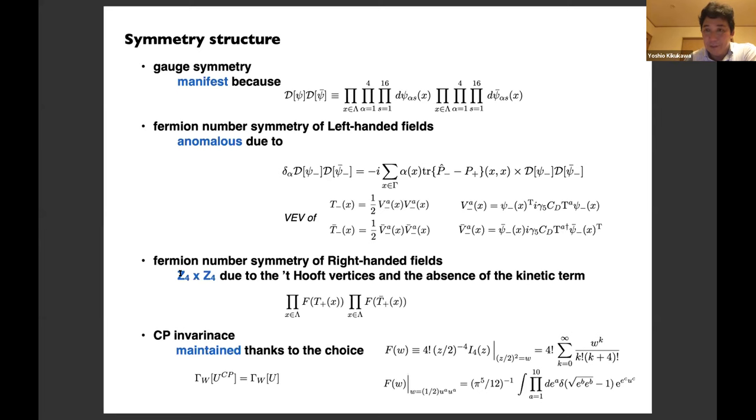Fermion number symmetry of the right-handed field and also right-handed antifield. Okay, so it should be related to the fermion parity Z2 symmetry. Is this part of Z4 a U1 subgroup, where the U1 is B minus L, baryon minus lepton? Yes. I see. Yeah, for the right-handed field. I see. No. It is not related to the B minus L.